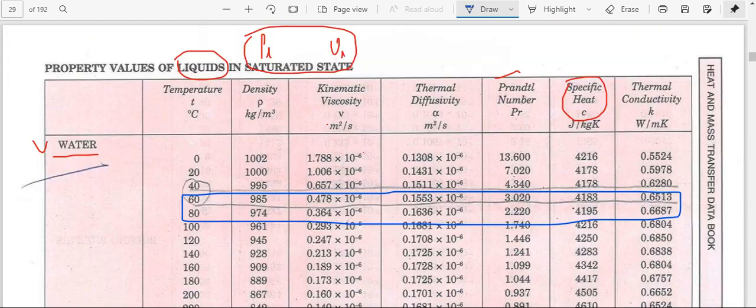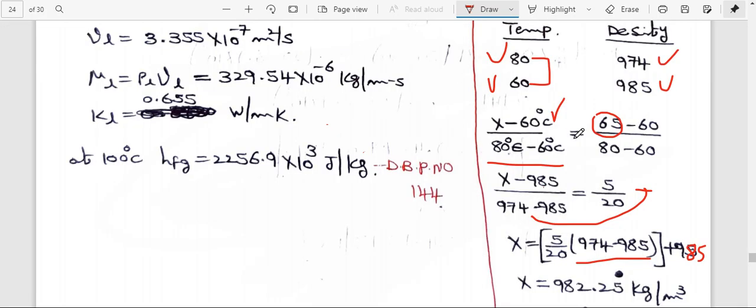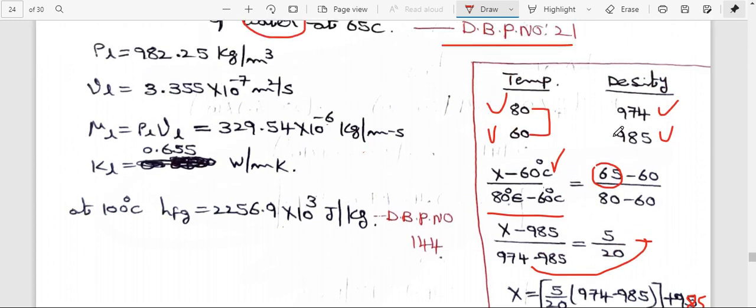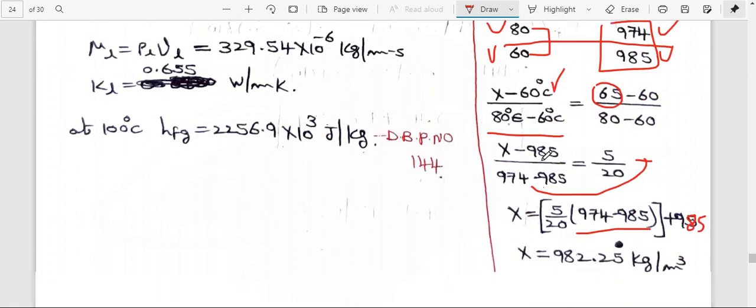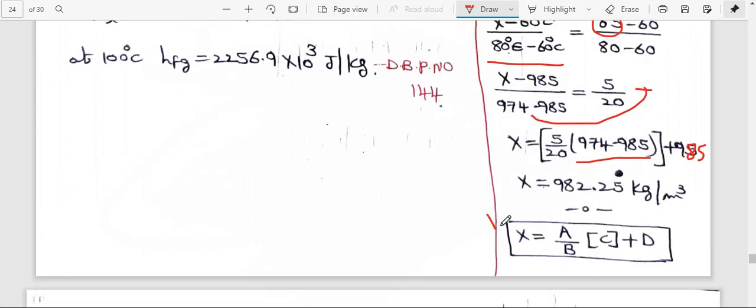Here I can observe that 985 is the value at 60 degrees and 974 is the value at 80 degrees. So 982 is the value at 65 degrees. This condition is also satisfied, since the value lies between 80 and 60 degrees. So this is the calculating equation. We can enter it like this: A by B into C plus D is equal to.